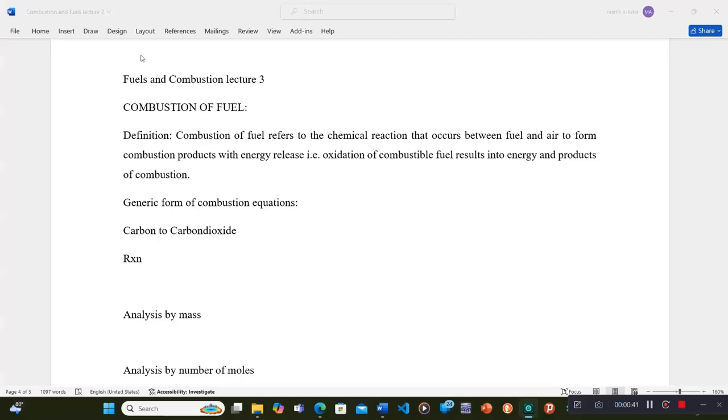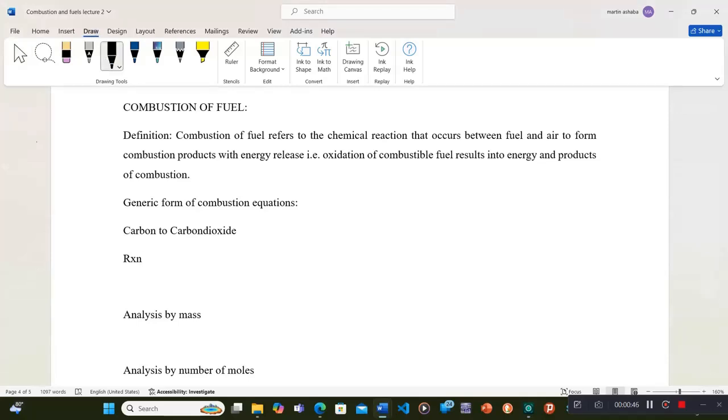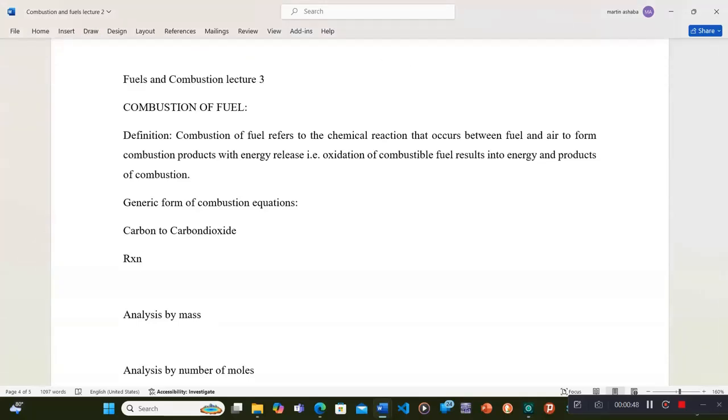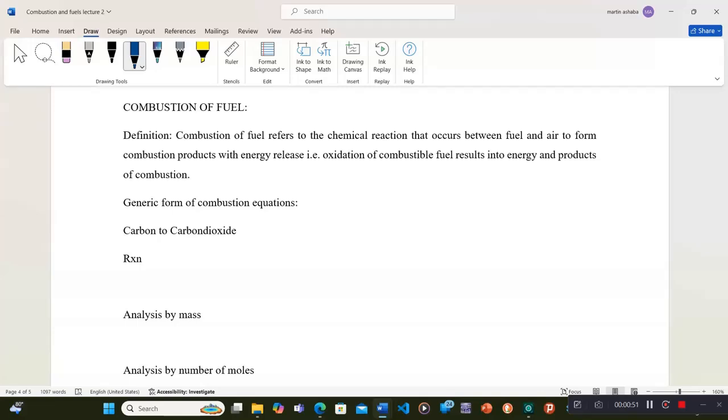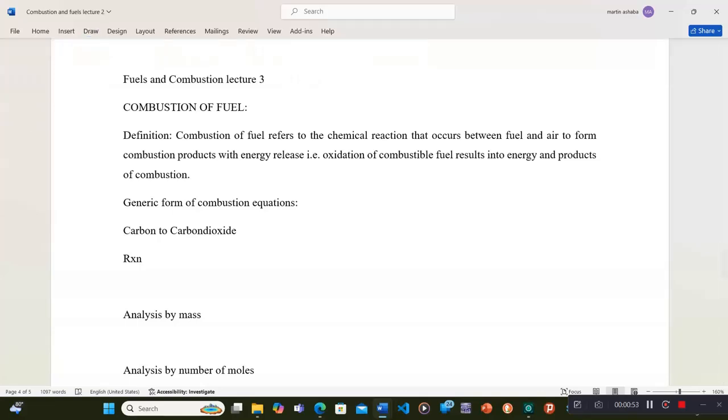Combustion refers to the chemical reaction that occurs between fuel and air to form combustion products with energy release. So we are beginning with the generic form of combustion equations, and we want to see carbon to carbon dioxide. If it has a complete combustion with oxygen, then it forms carbon dioxide.